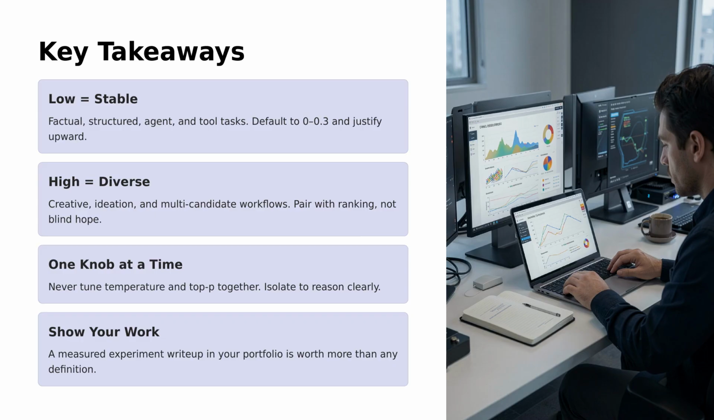Here are the key takeaways. Use low temperature for stable, factual, structured work, like agent and tool tasks. Usually start around 0 to 0.3, and only raise it with a clear reason. Use higher temperature for creative ideation or generating multiple options, but always pair that with ranking or evaluation. Change one knob at a time. Don't tune temperature and top-p together. And finally, show your work. A solid experiment write-up matters more than memorizing definitions.